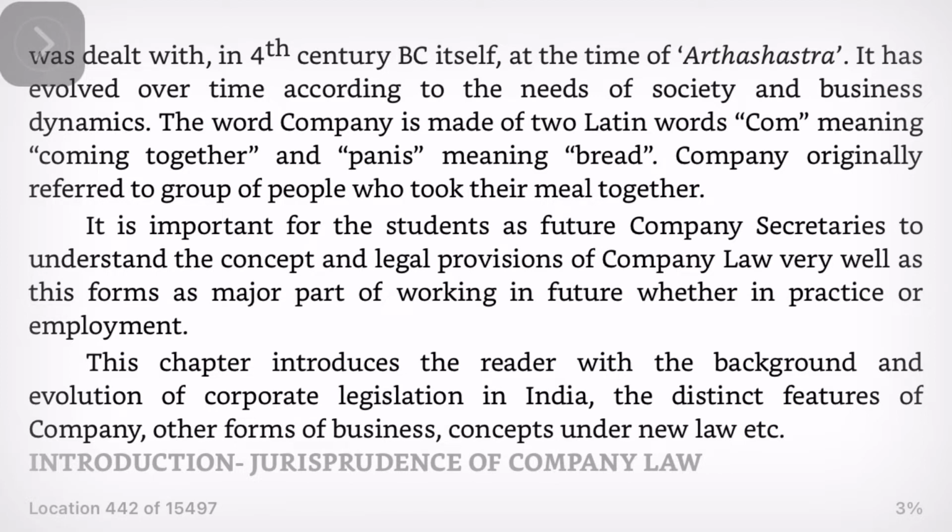It is important for students, as future company secretaries, to understand the concept and legal provisions of company law very well, as this forms a major part of working in future, whether in practice or employment. This chapter introduces the reader to the background and evolution of corporate legislation in India, the distinct features of a company, other forms of business, concepts under the new law, etc.